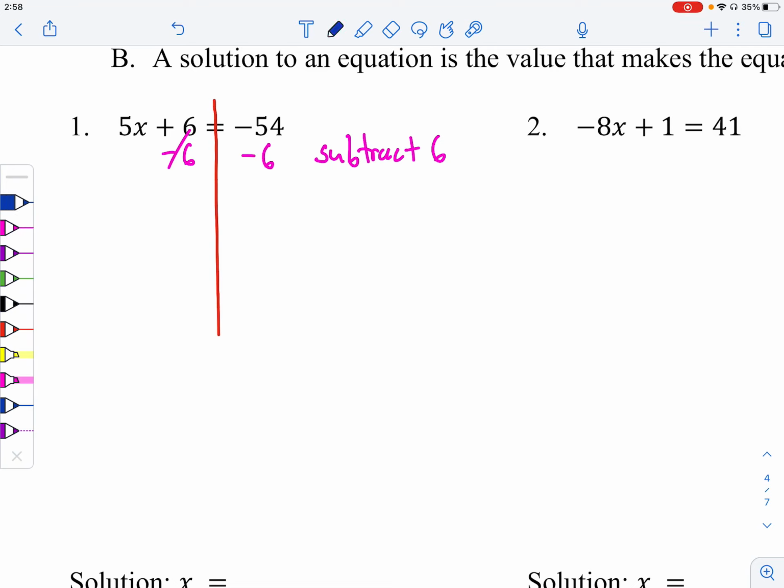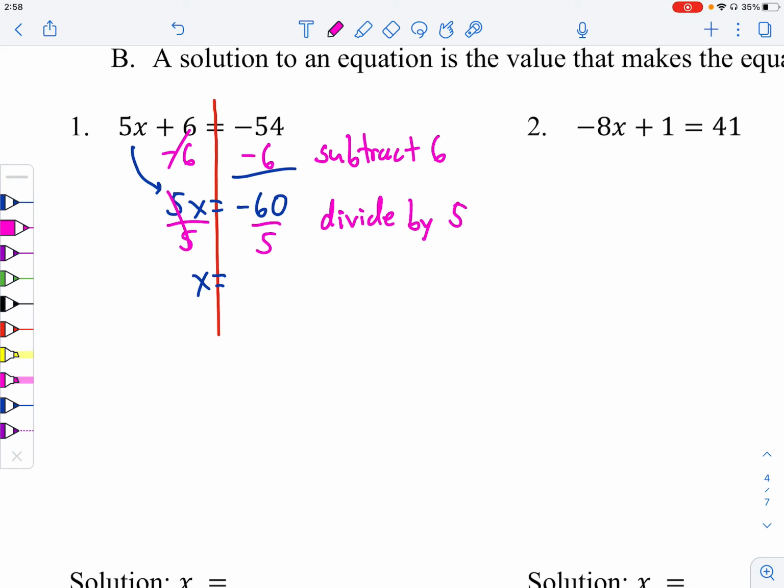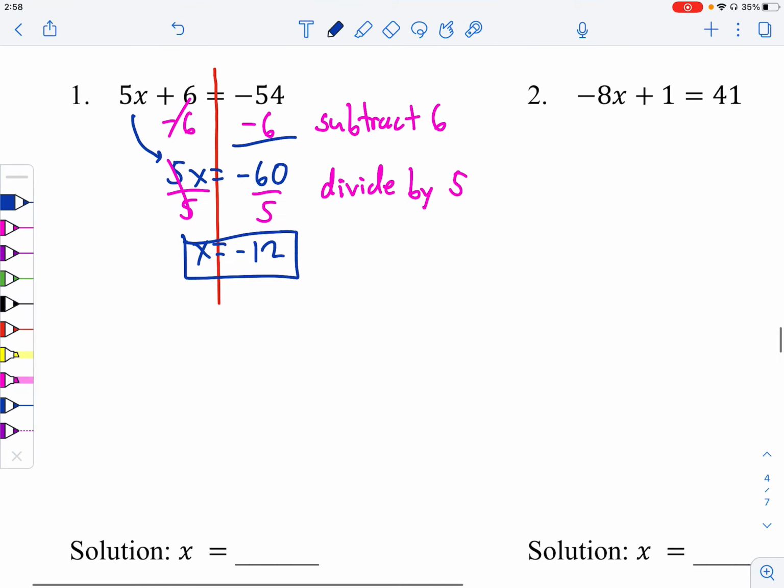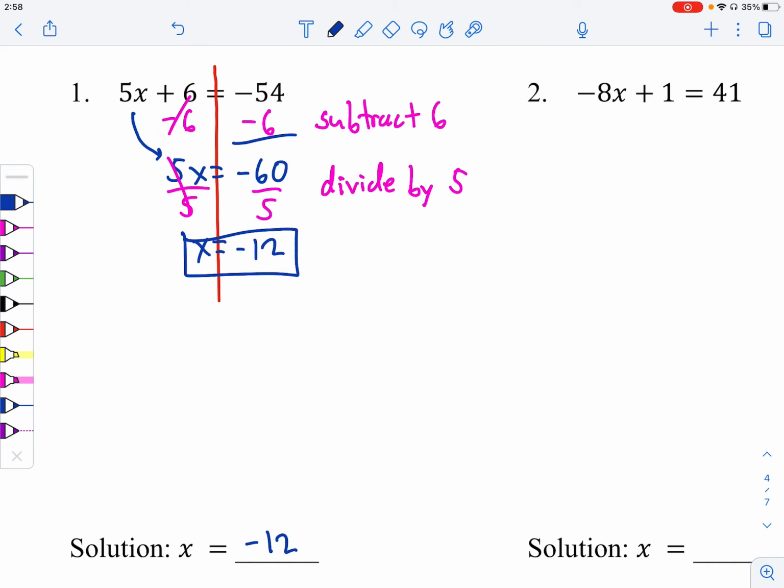So that's going to cancel. So we're left with this number, right? 5x equals -54 minus 6, -60. And then we're going to detach x and 5, detach your partner by dividing by 5, right? Divide to detach. So we get x equals, after we divide by 5 to both sides, -60 divided by 5 is -12. So our solution for this one is -12.